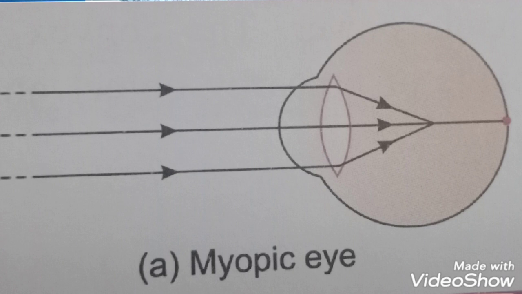That means the image is formed before the retina. The distance between the eye lens and the retina is 2.5 centimeter. That means the distance from the lens to the retina is 2.5 centimeter. Before that, the image forms. So the image is not clear because it has not formed on the retina.